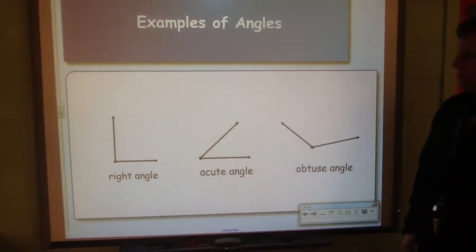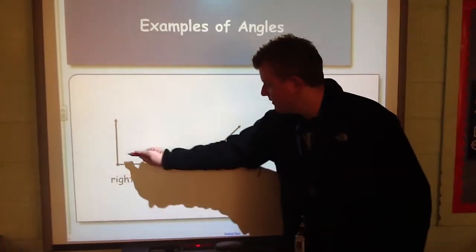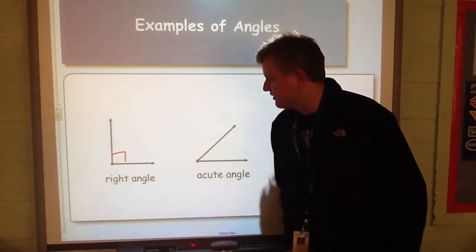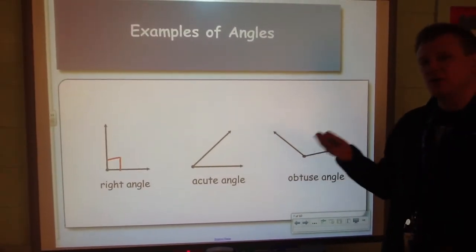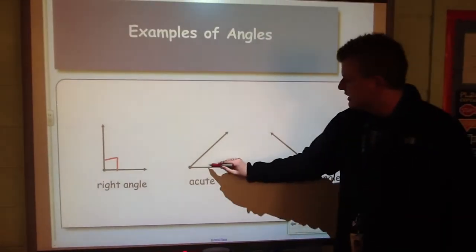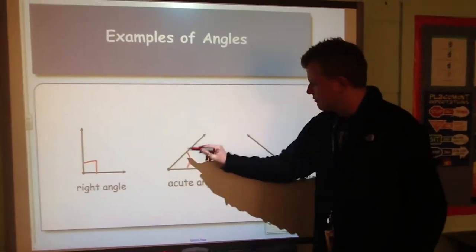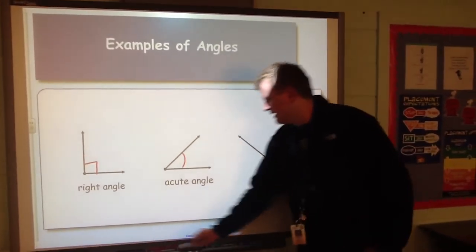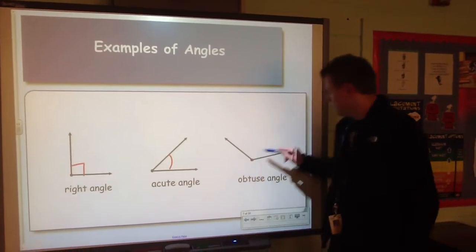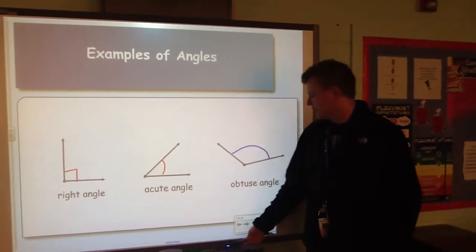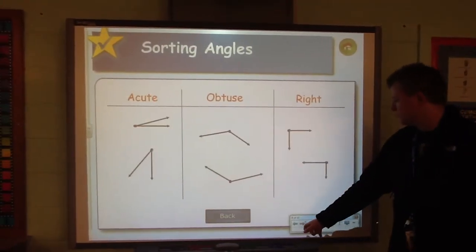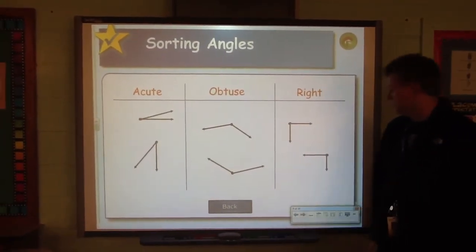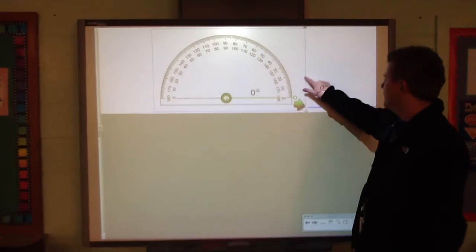Here's some examples. Right angle, you see, perfectly 90 degrees. Now, does 91 degrees or 89 degrees look a lot different than 90? No, but that's why we use our protractor. An acute angle, it's that cute little angle. It's real small, kind of like a cute little kitten. And the obtuse angle, really big, bigger than 90 degrees. Skip this, we'll do that in class.